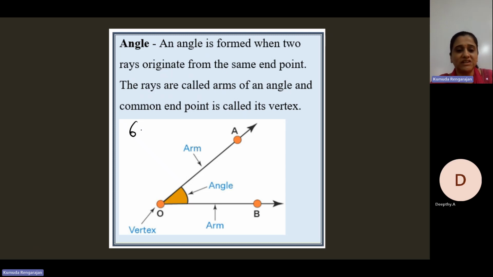For example, 60 degrees and 30 degrees. We have two angles, exactly two angles. We have 60 degrees, 30 degrees. What is 60 degrees plus 30 degrees? 90 degrees. The sum of these two angles is equal to 90 degrees. So 60 degrees and 30 degrees are said to be complementary angles. 60 degrees is the complement of 30 degrees and 30 degrees is the complement of 60 degrees.